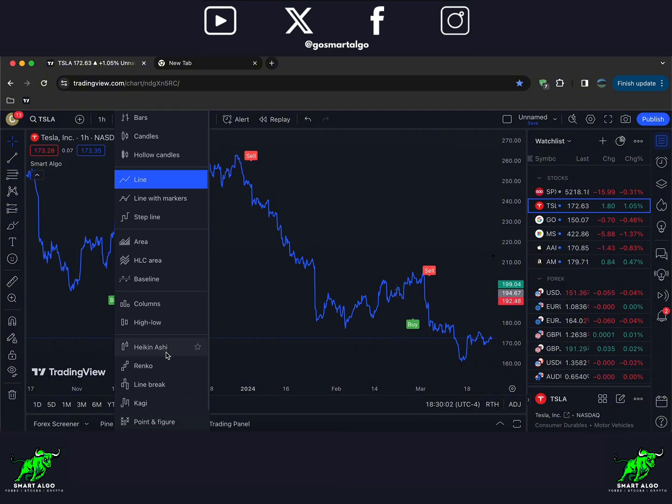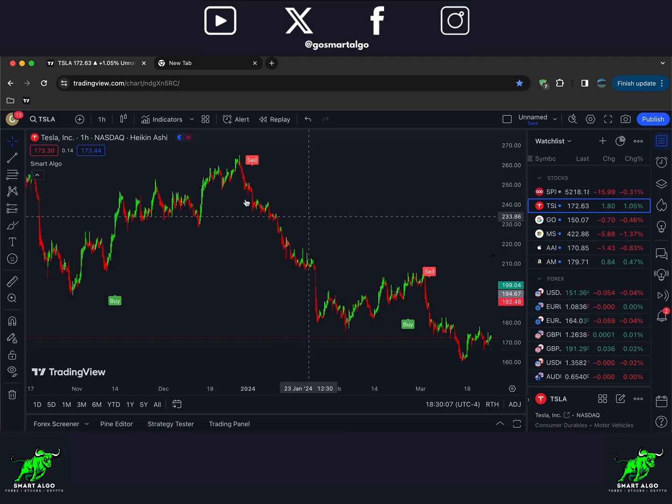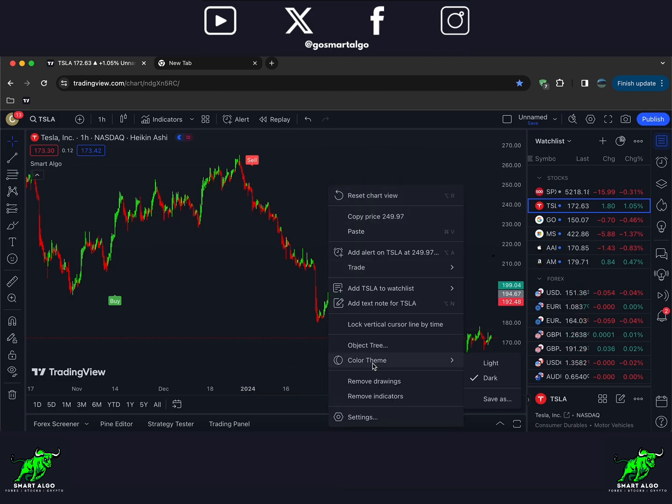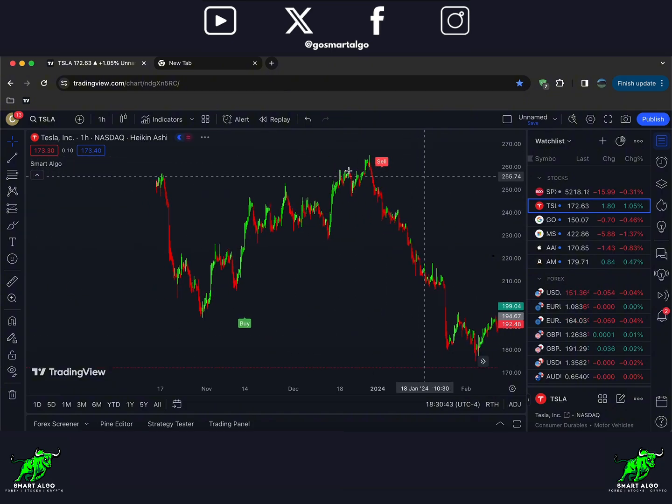And you're going to go down and press Heiken Ashi. Now these are the most accurate candles. Next, I would just right click, go color theme, and I would change it to dark mode because light mode is really bright on the eyes and I don't really like that. So that's just a preference thing, but for the candles, I highly recommend the Heiken Ashi candles. So if we look at the charts over here, we are on the Tesla stock.